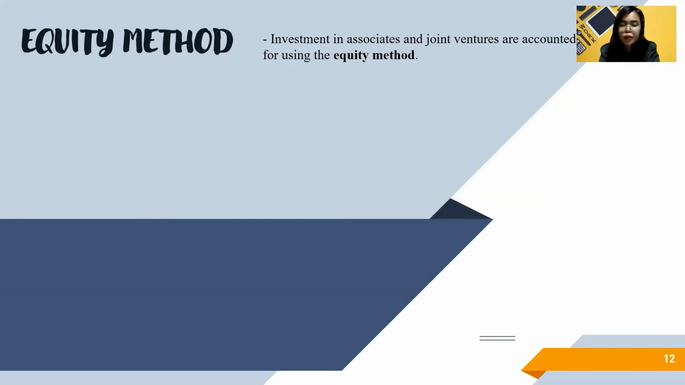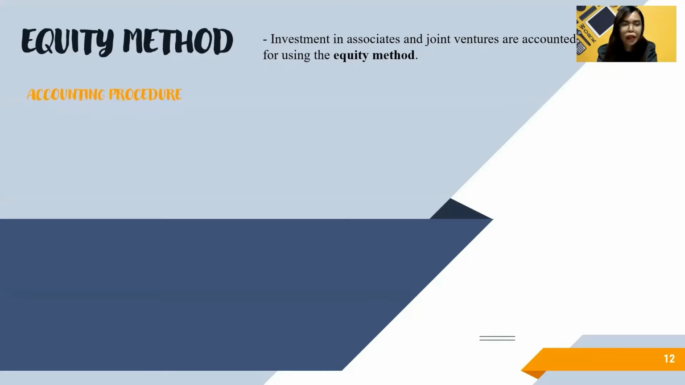Pag sinabi nating equity method, kinokopya ni investor yung nagiging effect doon sa shareholders equity ni investee sa investment account niya. So let's say na nag-increase ang shareholders equity ni investee, so anong nagiging effect nito sa investment account ni investor? So syempre, nag-i-increase din yung investment in associate. So kapag nabawasan naman ang shareholders equity ni investee, mababawasan din yung investment in associate. So, yun lang yung sa equity method.